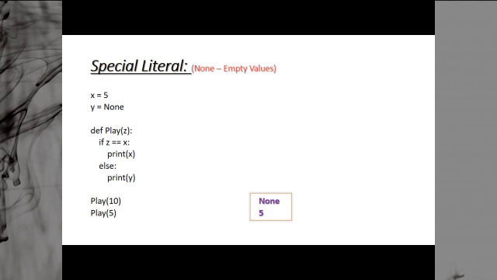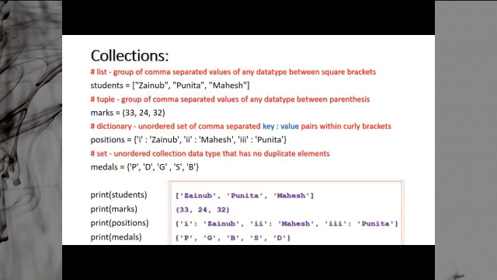Special literal, like x is equal to 5, y is equal to None, defining a function play with argument z. If the value of z is equal to x, then it will print the value of x. Otherwise, it will print the value of y. So play 10. Is 10 equal to 5? No. Print what? None. It will print None. Now here, play 5. If you come here, what is z here? 5. Is 5 equal to 5? Yes. Print x, print 5.